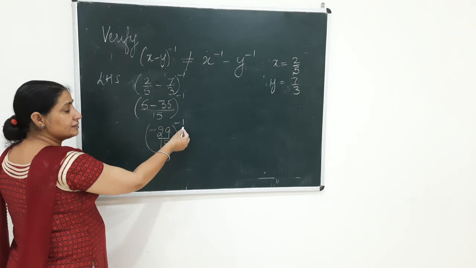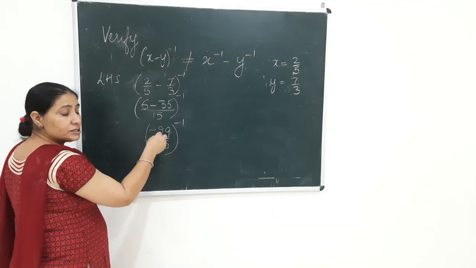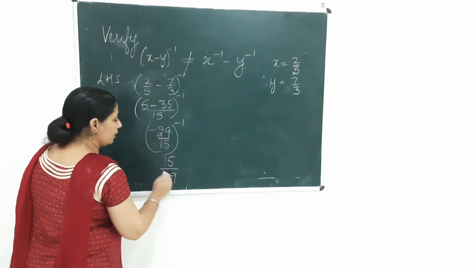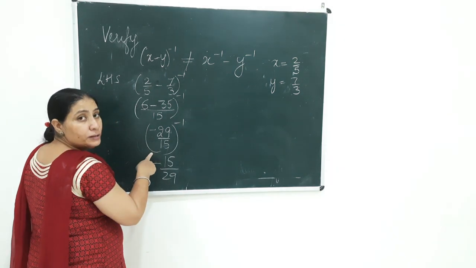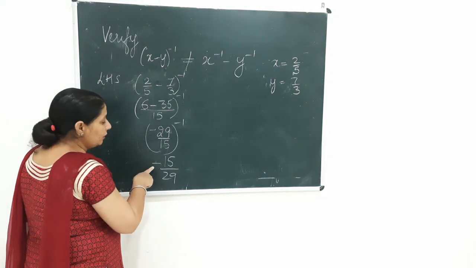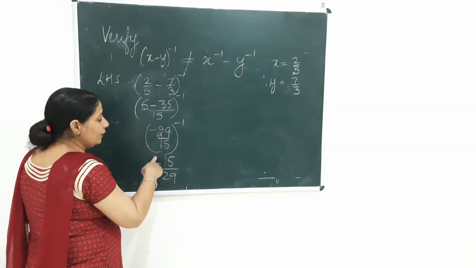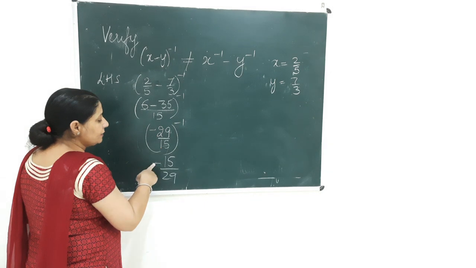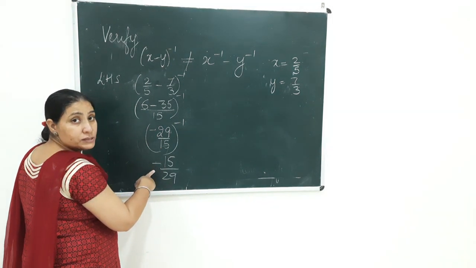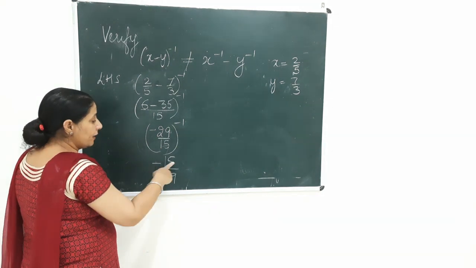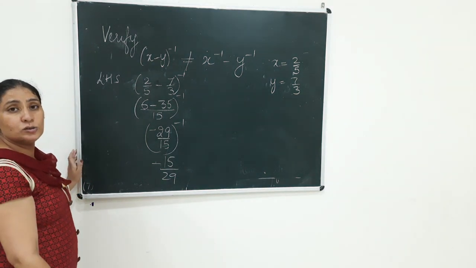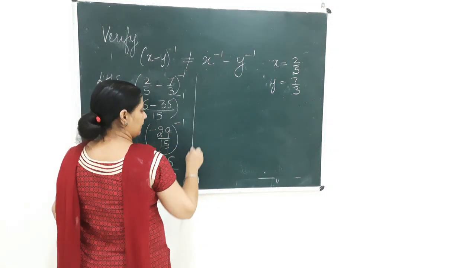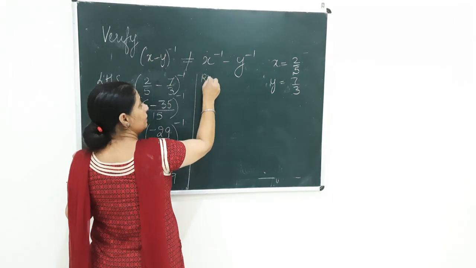Now how to make this negative power positive? Take the reciprocal. When you take the reciprocal, it will be 15 upon 29. But we do not put a negative sign in the denominator, so we will put the negative sign here only. Although we have taken the reciprocal, in the standard form we always put the negative sign in the numerator. So minus 15 by 29 is the answer to my left hand side. Now let me see what is my right hand side. Are they equal?